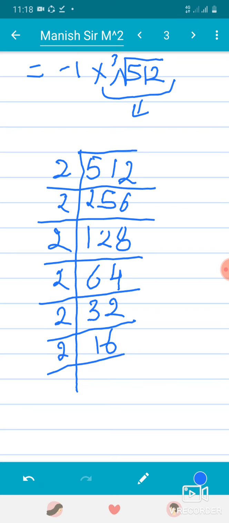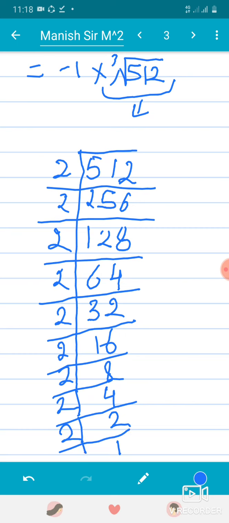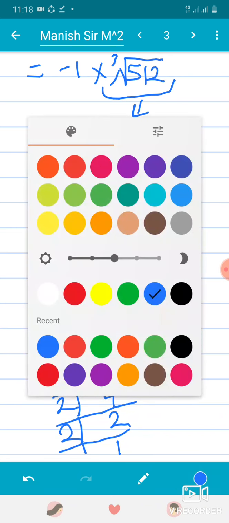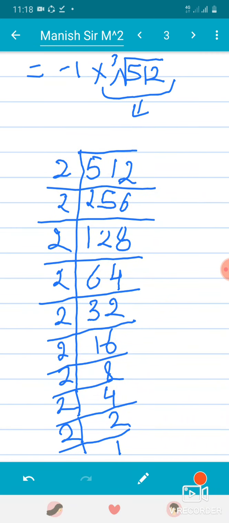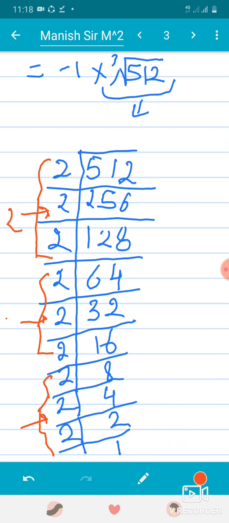2 8s are 16. Again 2 times, 2 4s are 8. Again 2 times, 2 1s are 2, 2 2s are 4, 2 1s are 2. So in this we can see that the factors form groups of three numbers. This is the first group, this is the second group, and this is the third group. With the first group we find only 2, with the second group we find only 2, and with the third group we find 2.